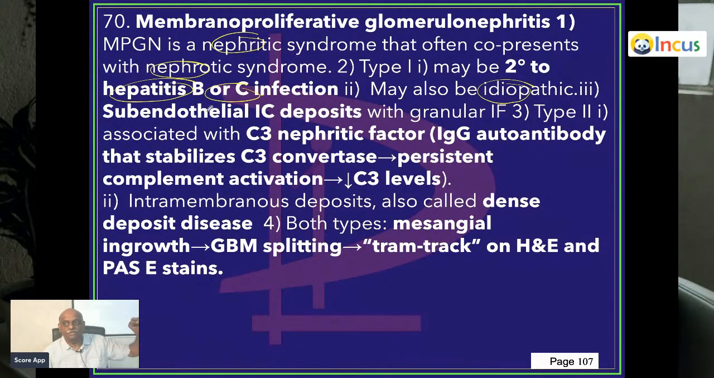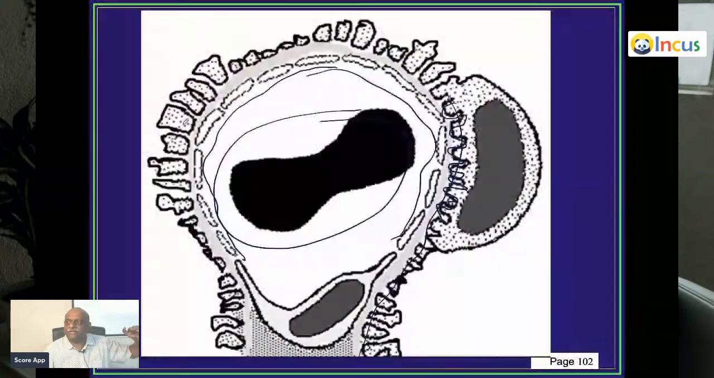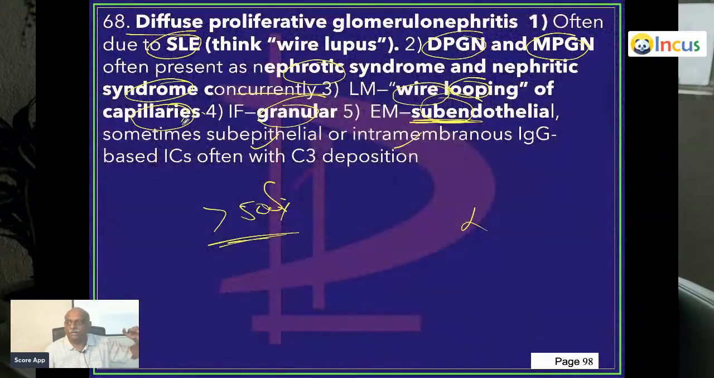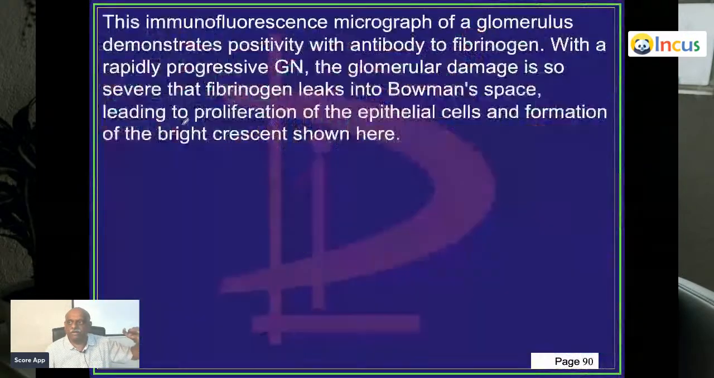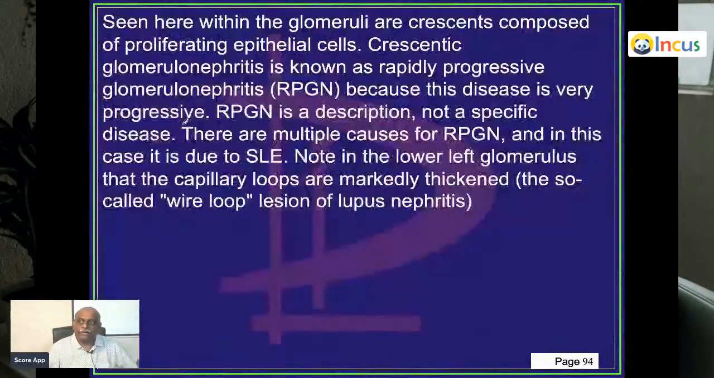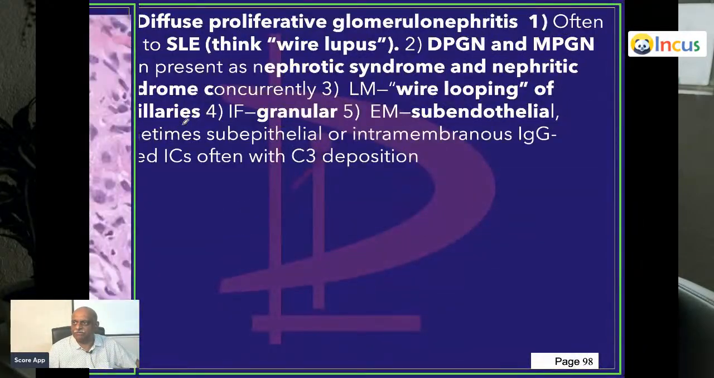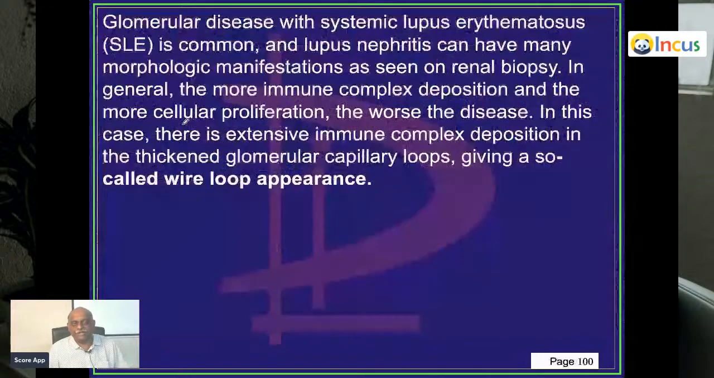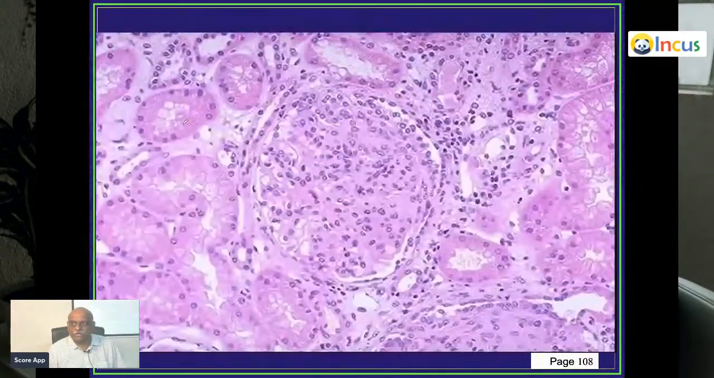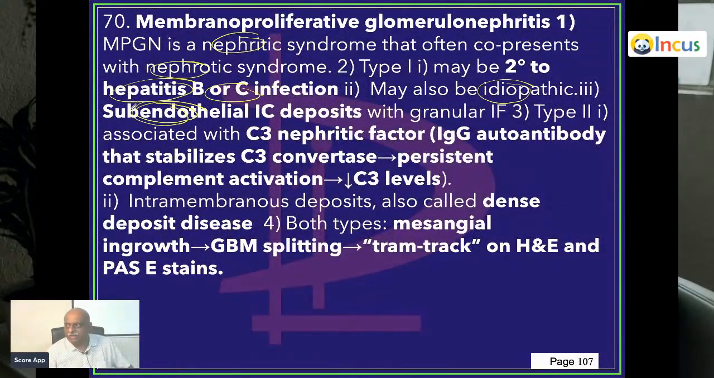And where are the deposits? Subendothelial deposits. Lupus nephritis? Predominantly, you remember where were the things in lupus nephritis? Just before we discuss lupus nephritis, 1 minute. Subendothelial is lupus nephritis, predominantly subendothelial. And also what you are seeing here, MPGN. MPGN also predominantly subendothelial and granular. And what is depositing? C3 nephritic factor.